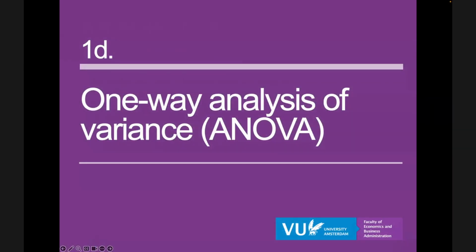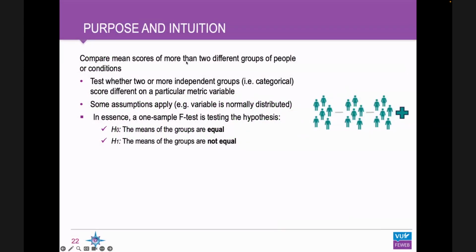Okay, now let's continue with ANOVA. ANOVA is basically an abbreviation for analysis of variance. We analyze variances, but we are still interested in comparisons of means across groups. In the t-test, we had 2 groups, right? When we have 3 or more groups, more than 2 different groups, we use an ANOVA to compare the means.